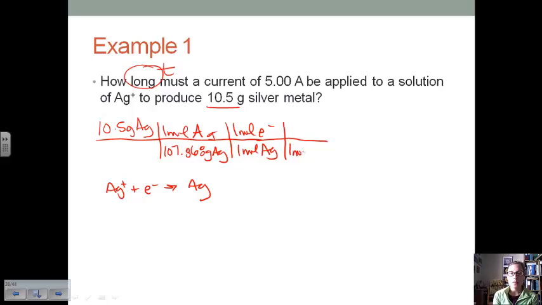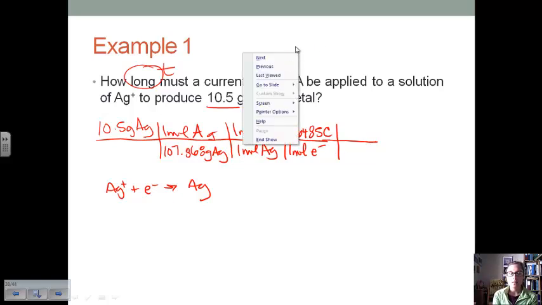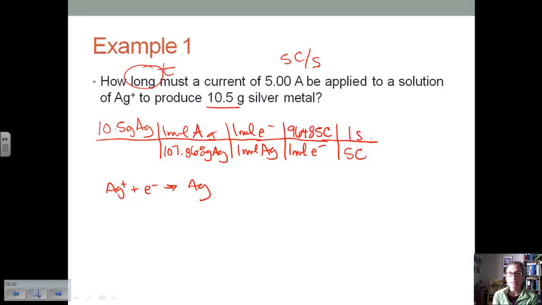And then I know for every 1 mole of electron transfer, there's Faraday's constant, which is my 96,485 coulombs. And then I know that 5 amps is 5 coulombs per second. So for every 5 coulombs, that's 1 second, and that'll give me time, which ends up being, I've already done the calculation, 1.88 times 10 to the 3rd seconds. You could also put this in terms of minutes, 31.3 minutes.